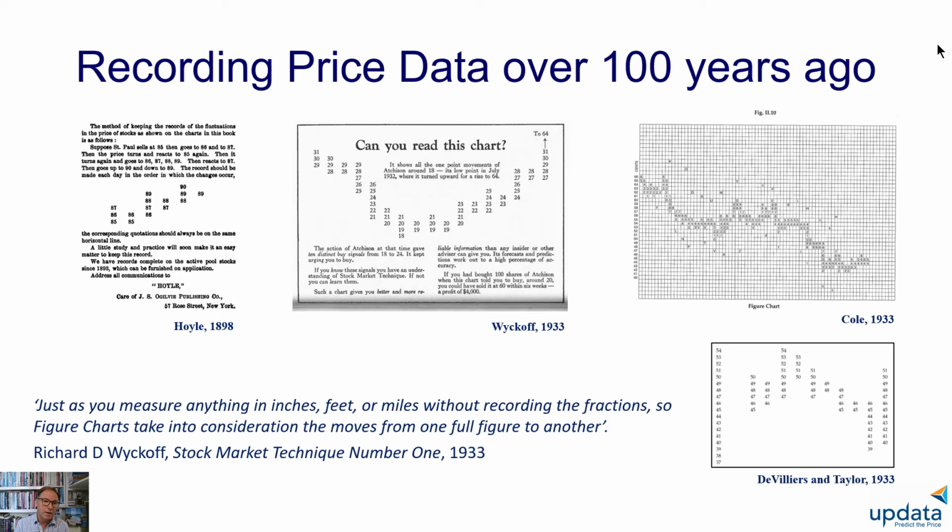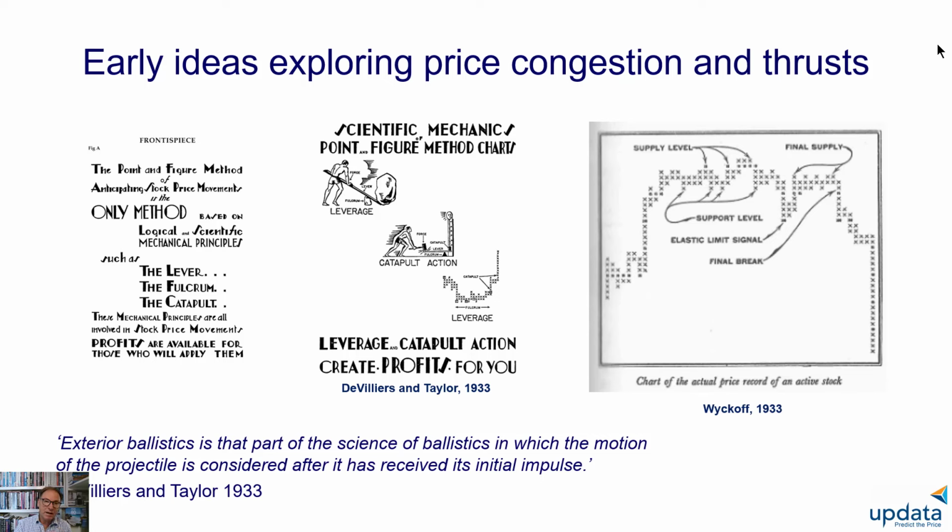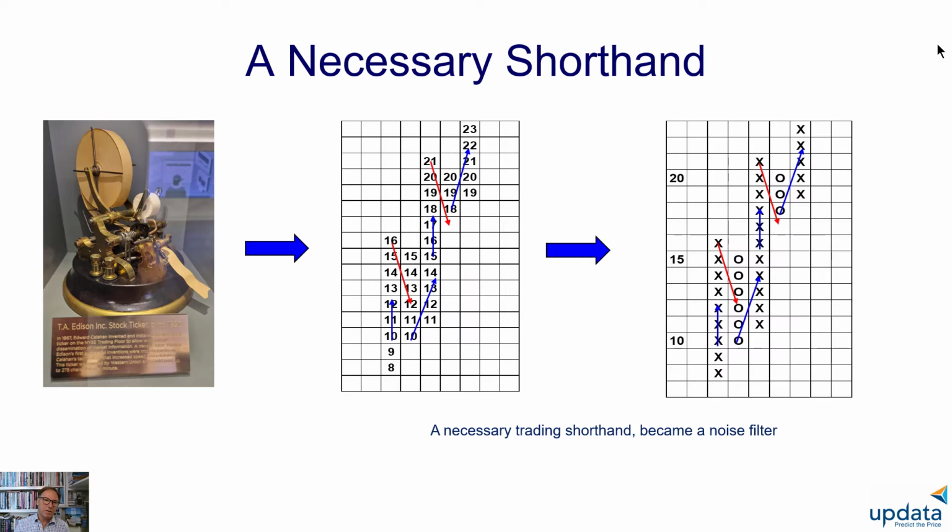And point and figure was basically developed, as I said, over 100 years ago, where price information was coming out of the ticker tape, and point and figure charts. Anyone who's been doing technical analysis pre-computers will know all about point and figure charts, and this was a way of recording the price action without having to record every single tick. And back in those early days, we were exploring ideas of price congestion and thrust. In the 1920s and 1930s, this whole basis for these targets was developed that long ago.